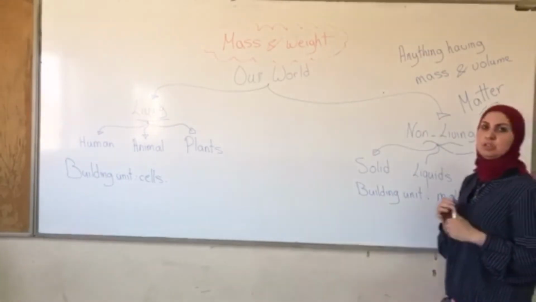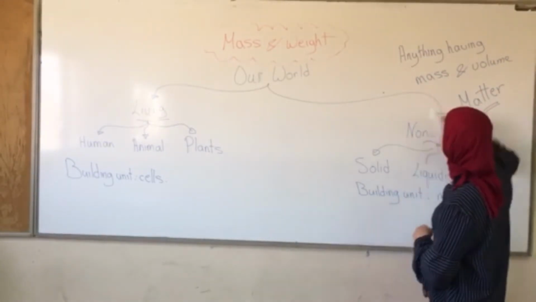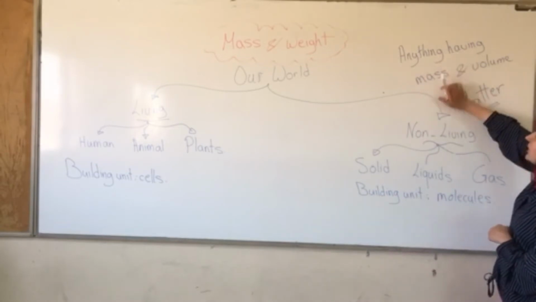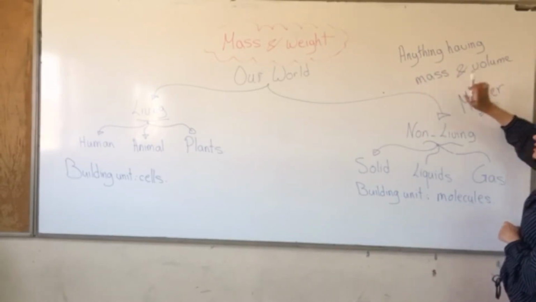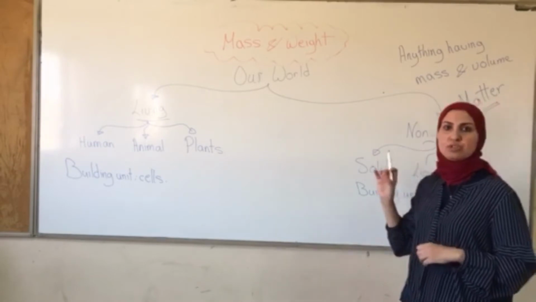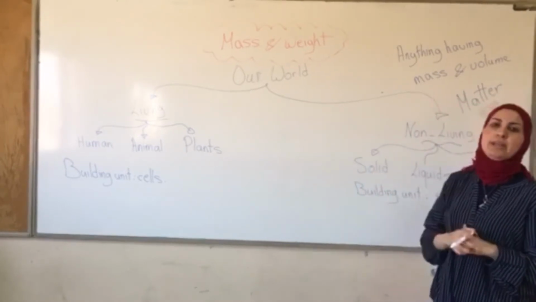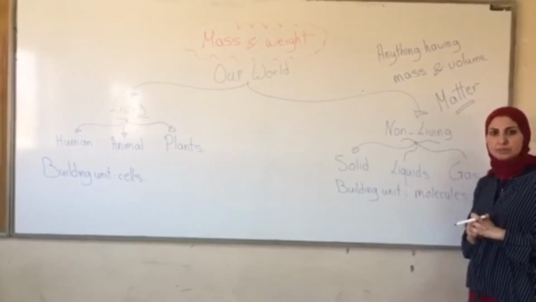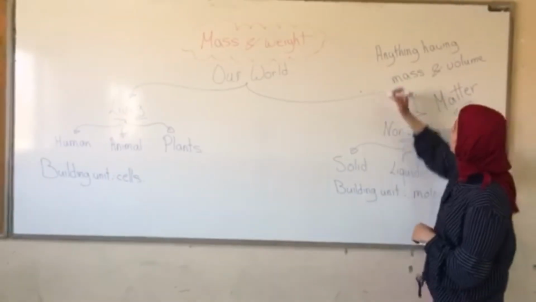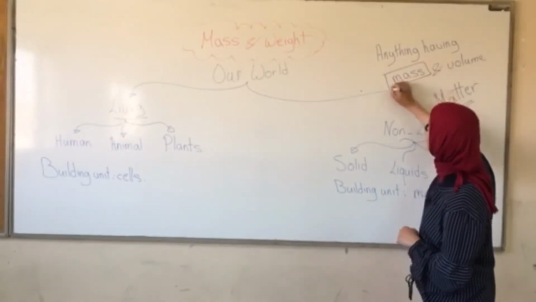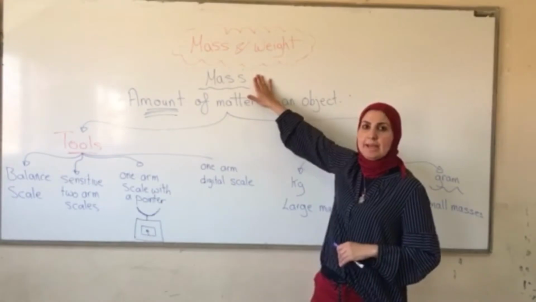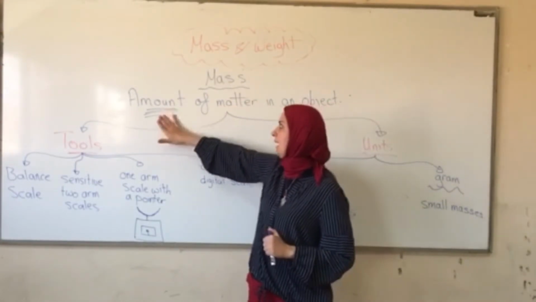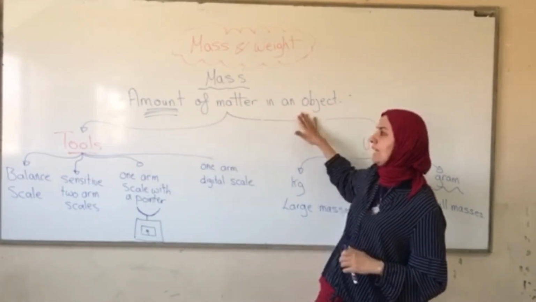What is the definition of matter? Matter is anything having mass and volume. So anything that I can measure as mass and volume, I will call it matter. First, we are going to talk about the mass. What is the mass? Mass is the amount of matter in an object.